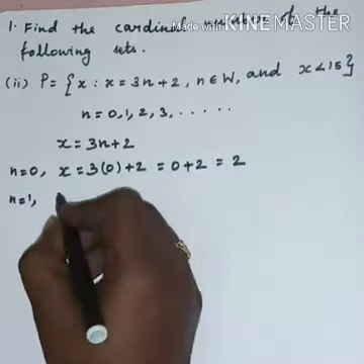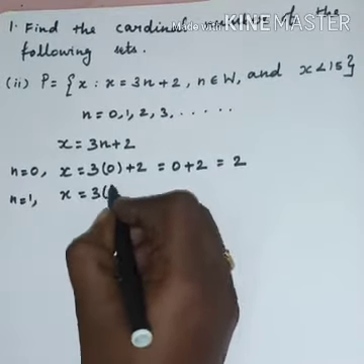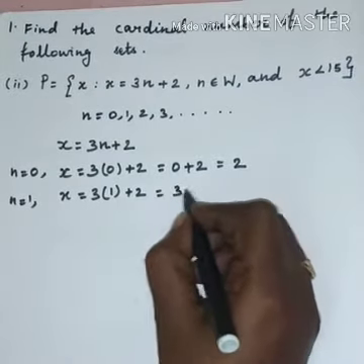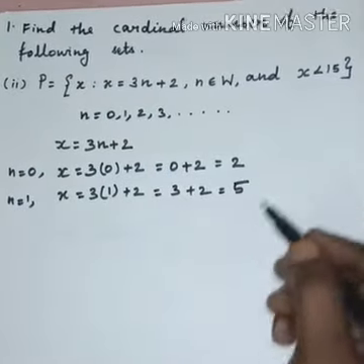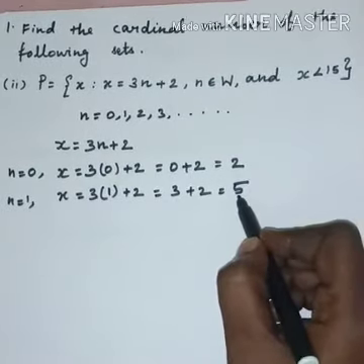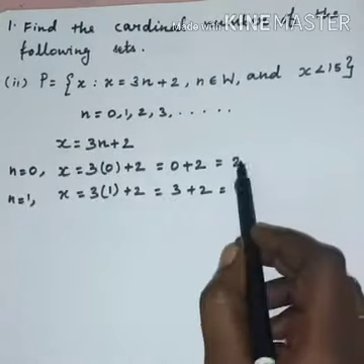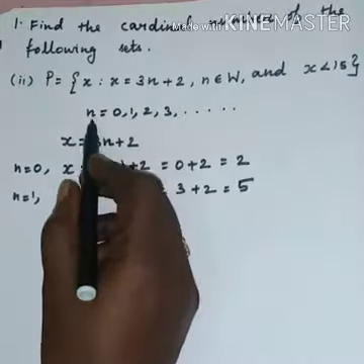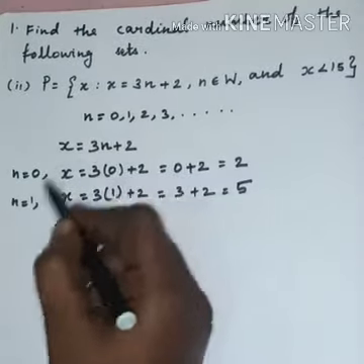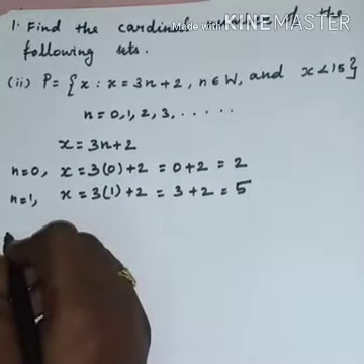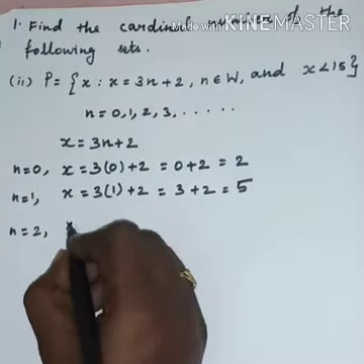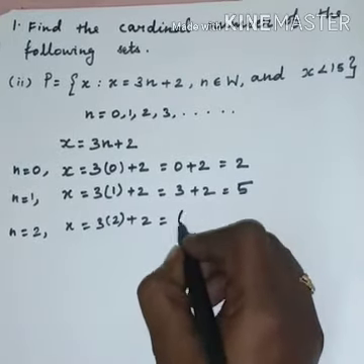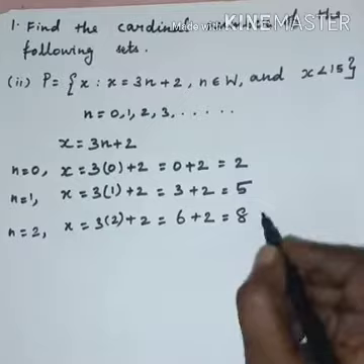The next value for n is 1. So n is equal to 1. x is equal to 3 into 1 plus 2. 3 ones are 3, and 3 plus 2 is equal to 5. The first value of P is 2 and the second element is 5. Next we have to find the third element. The third value is n is equal to 2. So x is equal to 3 into 2 plus 2, which is 6 plus 2, equal to 8.